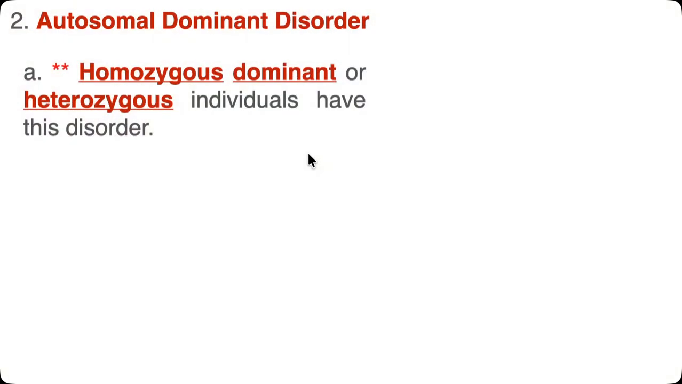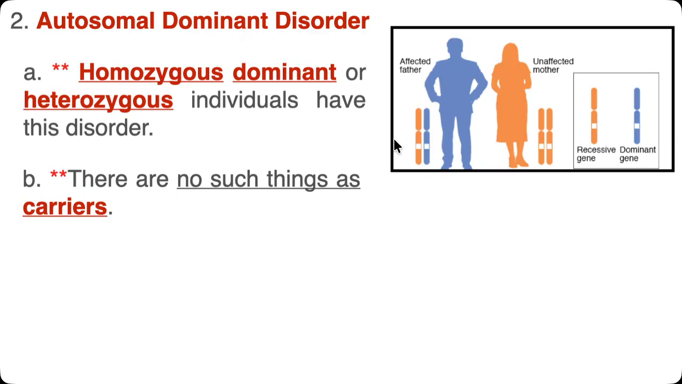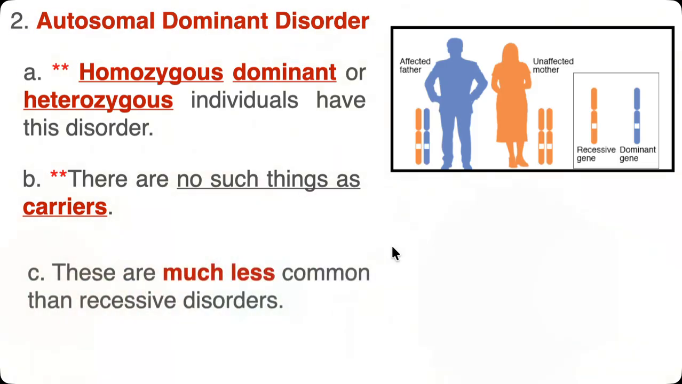All right. What about an autosomal dominant disorder? If you have an autosomal dominant disorder, you could be homozygous dominant and have it, or you can be heterozygous and have it. There's no such thing as being a carrier. And because there's no such thing as being a carrier, these diseases are a little bit rarer, but they're also a lot more dangerous.